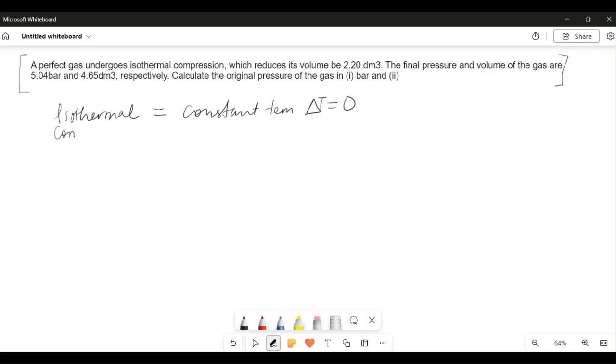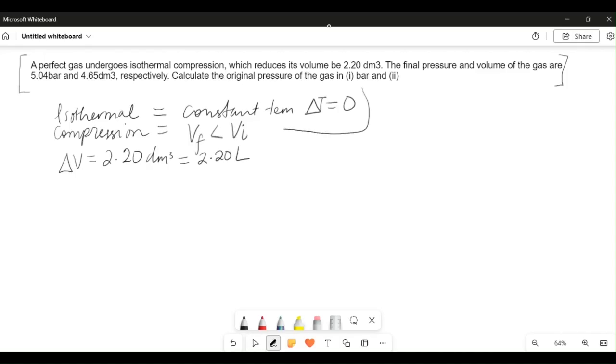And then the word compression says lesser volume. So the final volume is going to be less than the initial volume because there's a decrease in volume, which reduces its volume by 2.20 dm cubed. So the change in volume is simply 2.20 dm cubed, which is the same thing as 2.20 liters. I'm just going to do this right here, so we have space to do all of the problems.